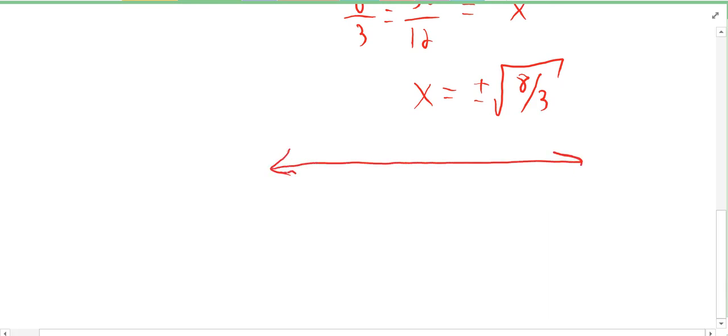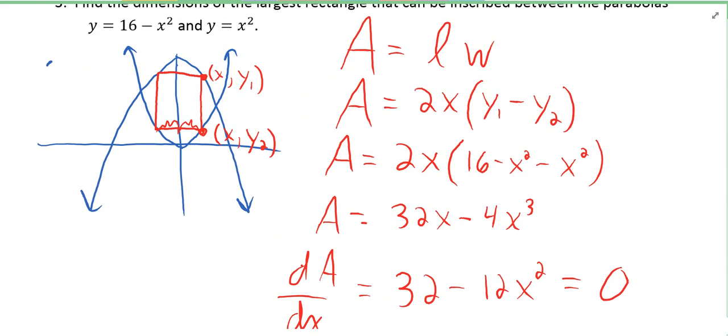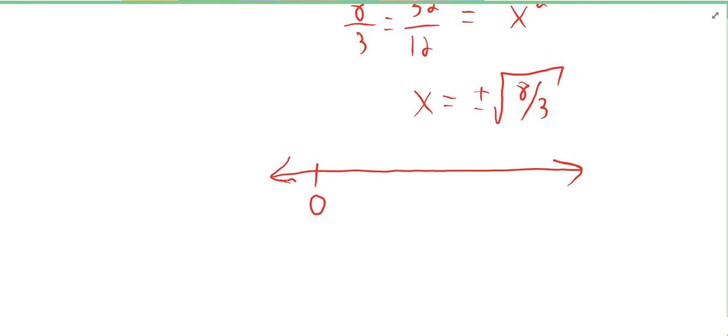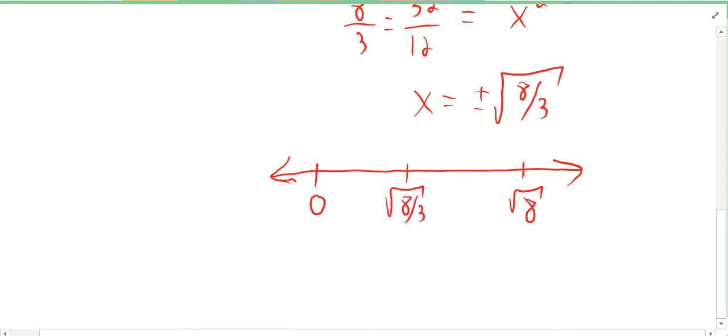Okay? So we are going to make our number line just to verify that that's really a maximum. So the smallest x can be is 0. What's the largest x can be from this picture? What point represents the largest x can be? Where they intersect each other, okay? And that happens to be at the square root of 8. Okay, so that x value right there is the square root of 8. So that's the largest that x can be in this particular example. And the square root of 8/3, somewhere like right here.